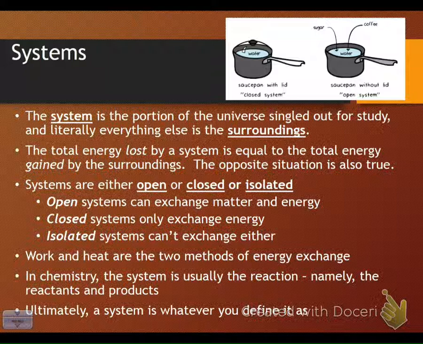As we talk about thermodynamics, we need to be really solid on our understanding of what a system is. So let's go through this. A system is very basically a portion of the universe. Now, I mean the universe, everything that we know. A system is the portion of the universe that you're singling out for study. Everything else is the surroundings. So the universe equals system plus surroundings. In bullet 2, the total energy lost by a system is equal to the total energy gained by the surroundings, and vice versa. So there's an interplay between system and the surroundings all the time.